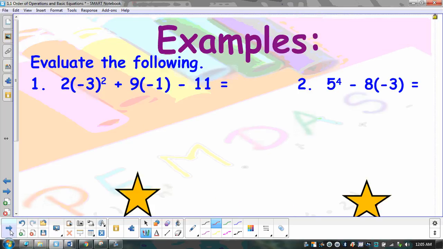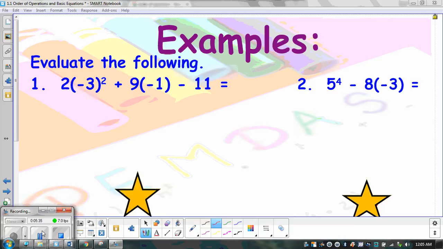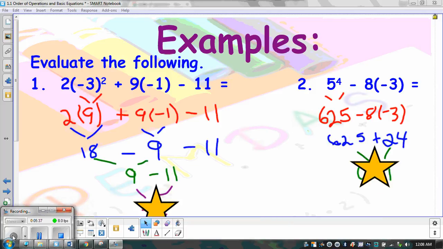I would like you to take a moment, write down these two problems under examples on your notes, solve them, show your work one step per line, pause the video until you are done. When you're done, unpause it and see how you did. So let's take a moment and check your work and see how you did.